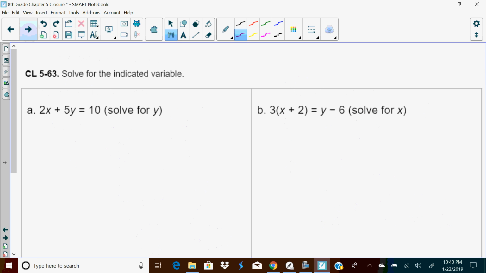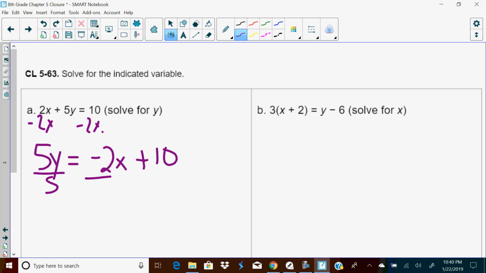Problem 63, solve for each variable. So this one I'm solving for y in this first one, so I'm going to subtract 2x from both sides. So I get 5y equals negative 2x plus 10. So divide by 5. So I end up with y equals negative 2 over 5x plus 2.